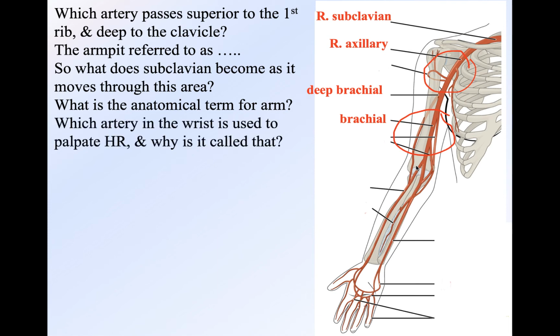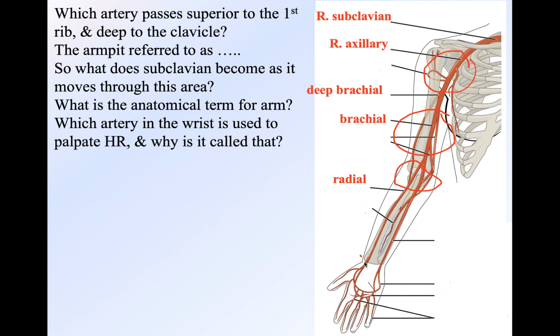Well, which artery in the wrist did we use to palpate the heart rate? And why is it called that? And so you should have said, well, we used the radial. You can see that the radial is actually branching off of here, right about at the cubital fossa. So the cubital fossa is that depression in your elbow. Cubital is elbow. And it continues down to about the styloid process.